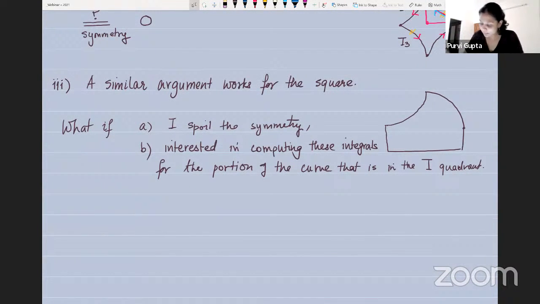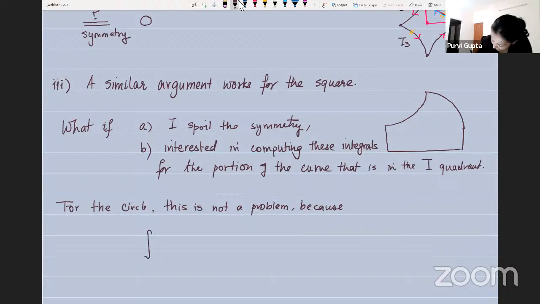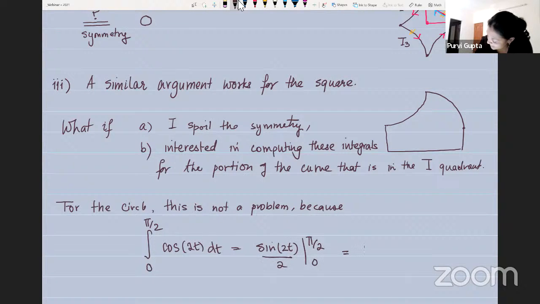Okay, so by the way, for the circle, this is not a problem because I'm really just doing the same integral, but from 0 to pi over 2. And for us, we got a very simple form over here. This is what we had. And in the end, this was sine 2t over 2 from 0 to pi over 2. And this will still give you a 0. So for the circle, this is not an issue.